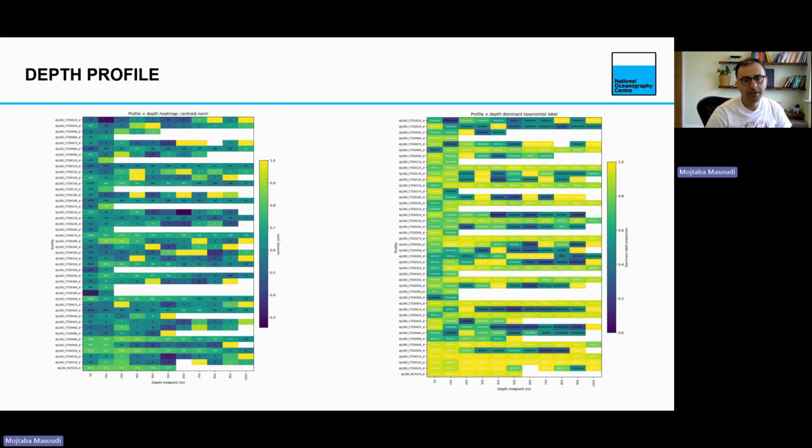What we're showing here, for example, is that when the dominant label proportion is high, only one label dominates the samples, and it can be a dark value when the label proportion is lower for the specific depths being profiled.